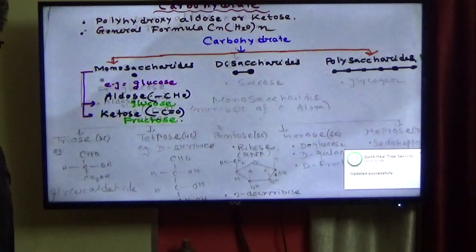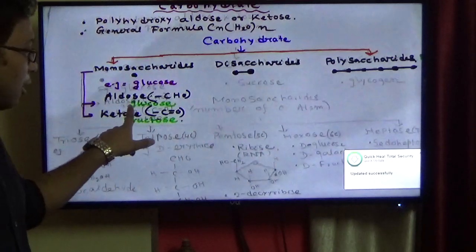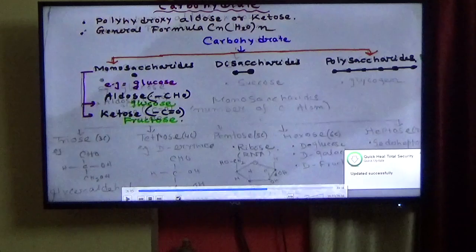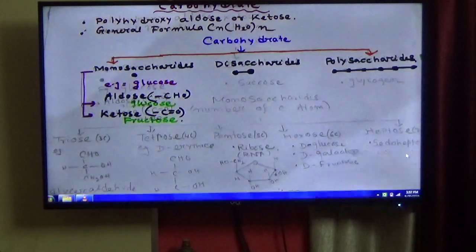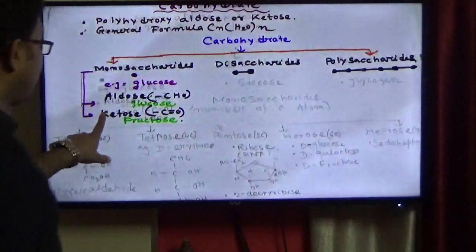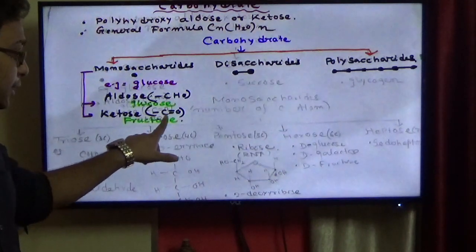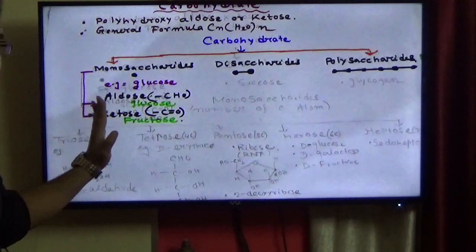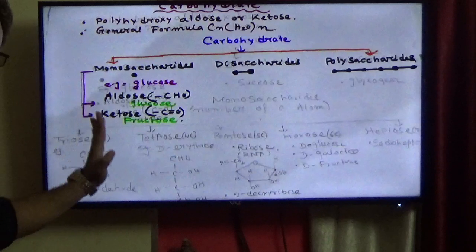So what is an example of aldose? The example is glucose. On the other hand, the most common example of ketose is fructose. Fructose is a ketose example because in the structure of fructose we have the C double bond O, the keto functional group. So this is how, by their functional group, you classify the carbohydrate monosaccharides.